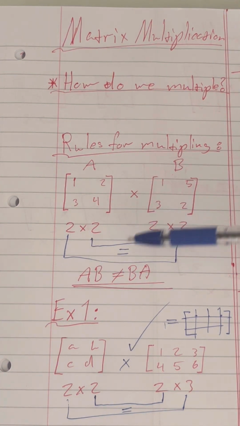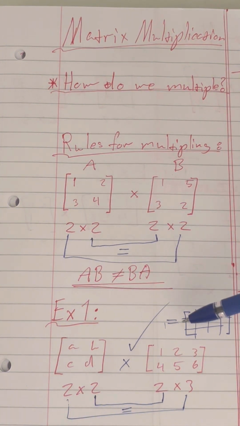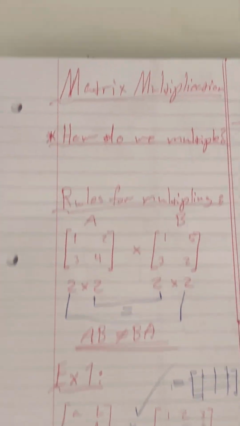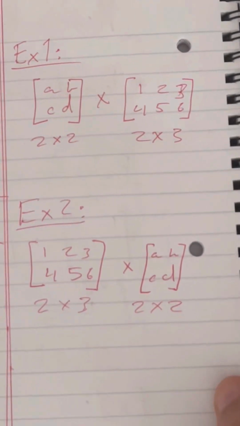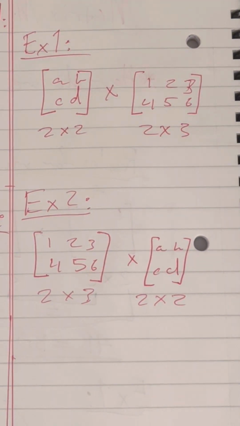This is important as it tells us that A times B does not equal B times A. Now, I'll show you example questions that we can do. I want you to identify if we can multiply this or not.